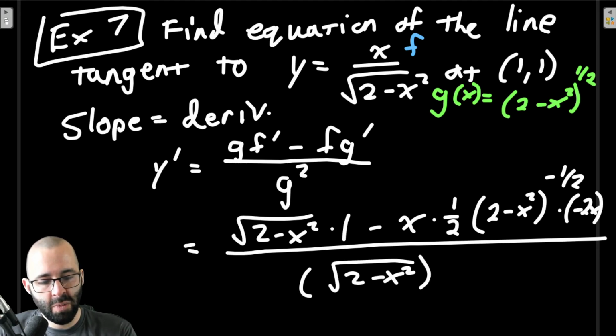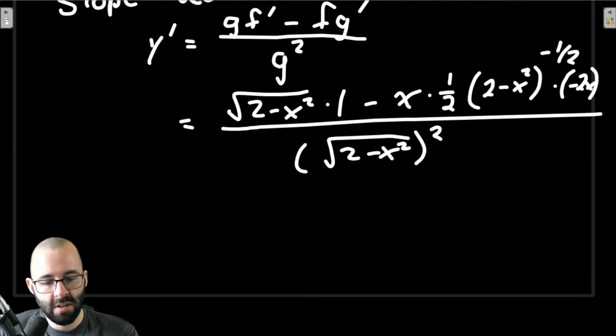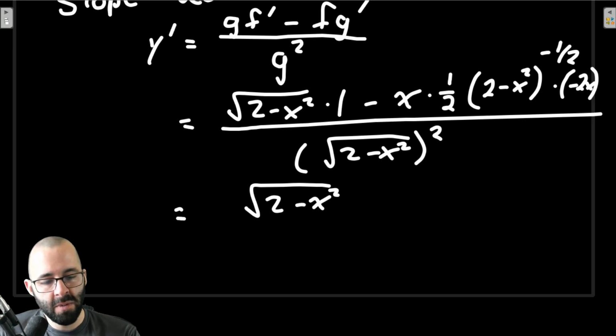Woohoo! Looks beautiful, right? We're nowhere near done this problem, but we've done the hard stuff. Hard work is already finished. Look at what this becomes. The top, this first term, is just the square root of 2 minus x squared. The second term, well, we got a lot going on in the second term, right?